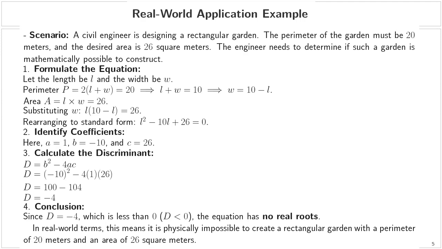Finally, we reach our conclusion. Since our calculated D is negative 4, which is clearly less than 0, we fall into case 3. There are no real roots. In a real-world context, this tells the engineer that it is physically impossible to build a rectangular garden that meets both of these specific requirements.